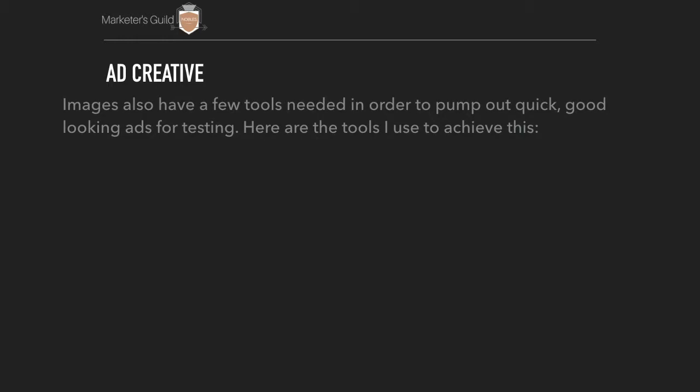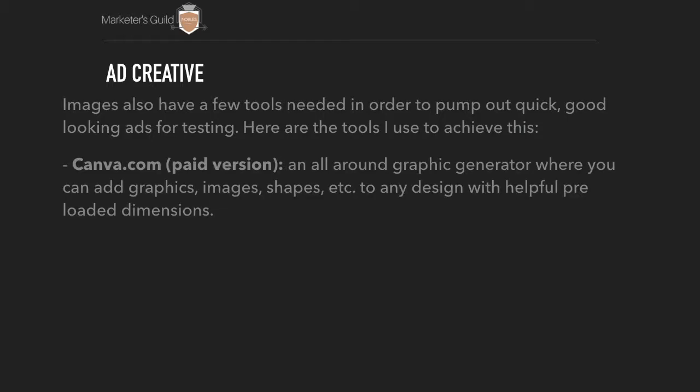So images also have a few tools that are needed in order to pump out quick, good looking ads for testing. So here are the tools that I use to achieve this. One, I use canva.com. I use the paid version, but you don't have to have the paid version at all. This is basically an all-around graphic generator where you can add graphics, images, shapes, etc. to any design with helpful preloaded dimensions. You can literally just load something that's the exact dimension of a video, or the exact dimension of an Instagram post, or even a Snapchat filter. So it's really, really cool. I would definitely check out Canva. You can use the free version if you want.